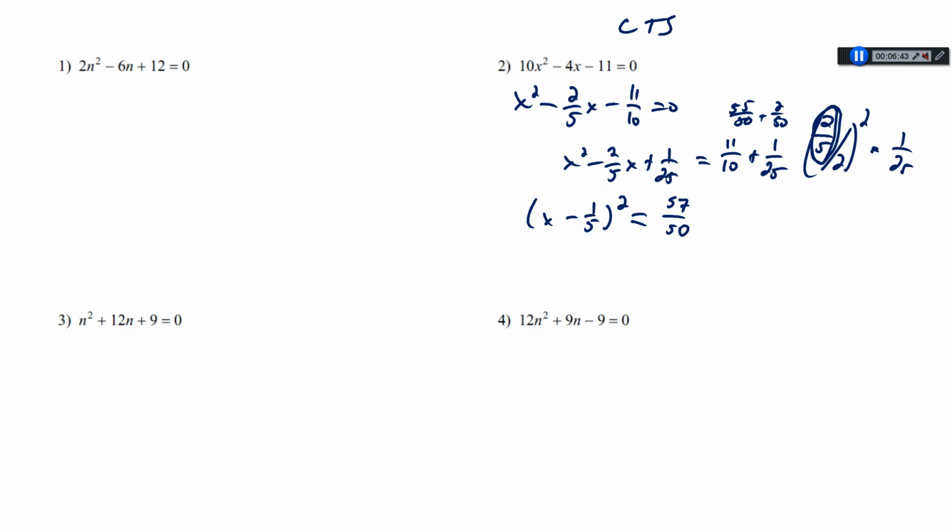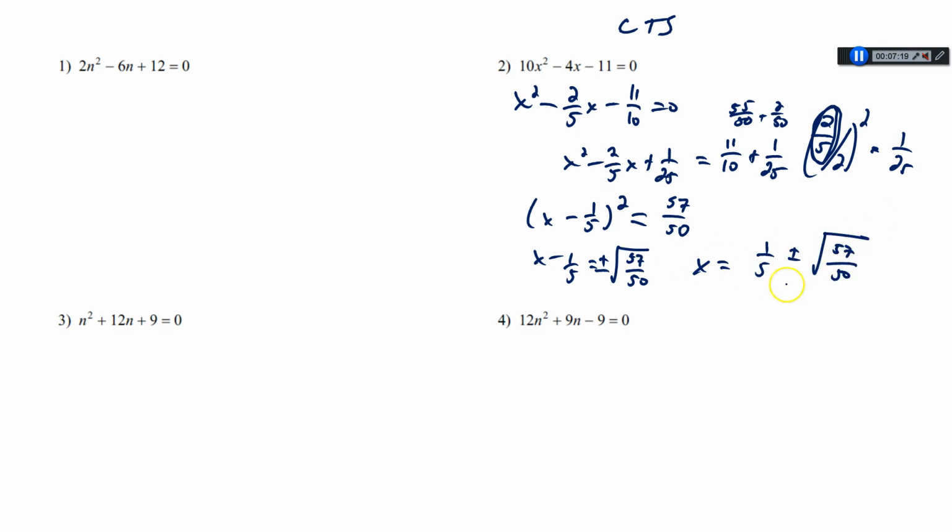So looks like then if we take the square root of both sides, we're going to have x minus 1/5 is equal to, let's see, root 57 over 50. Yuck. That's fun. Okay. And then we can add the 1/5 to both sides. So we have x, sorry, it's plus or minus. So we take the square root, you got plus or minus. So x equals 1/5 plus or minus square root of 57 over 50.